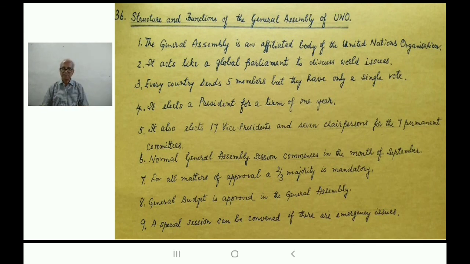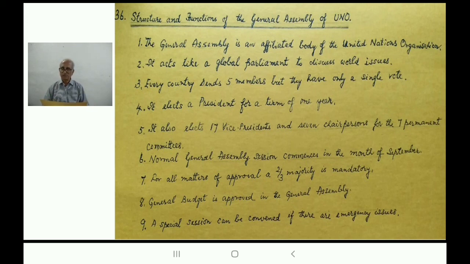It elects a president for a term of 1 year. Every year the president changes. From our country we have Vijay Lakshmi Pandit, who was president of the General Assembly for 1 year. It also elects 17 vice presidents and 7 chairpersons for the 7 permanent committees of the United Nations. The normal General Assembly session commences in the month of September.